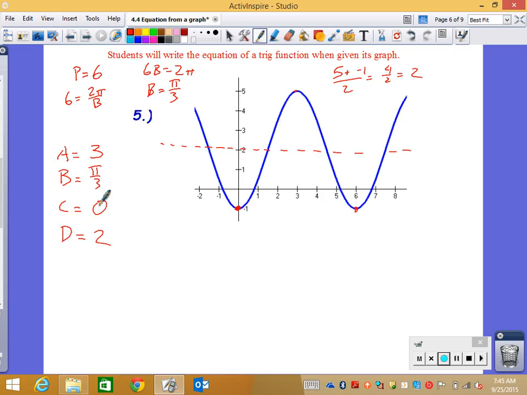Now remember, I'm starting at a valley. Cosine normally starts at a peak, so I have to tack on a negative sign out front. So it's going to be a negative cosine. Oh, I forgot my amplitude. I do have an amplitude of 3, so it's a negative 3 cosine. Excuse me for that. My b value is pi over 3. I have no c value, so it's just pi over 3x, and then a vertical shift of plus 2.